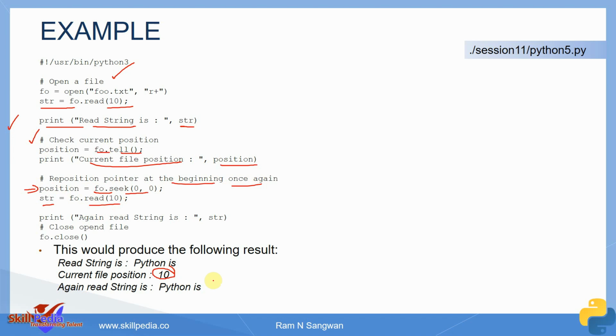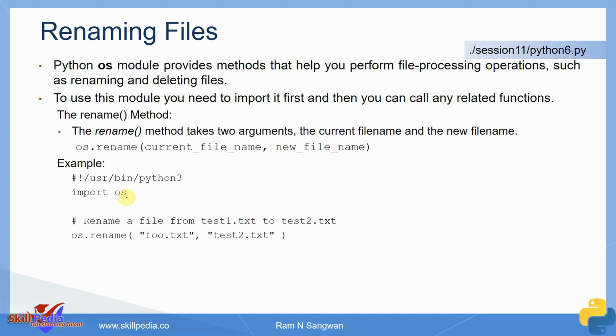So what will you get? The same line again, because you have gone back to the beginning. So again the read string is str, and close the file. So when you run this program, the read string is Python is, current position 10. Again the read string is Python is, because you are going back from the beginning 0 bytes away, which is nothing but the beginning again.